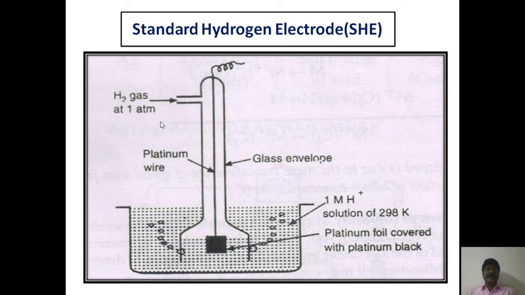Now see this is the standard hydrogen electrode. This is the hydrogen gas, the platinum wire covered with platinum black, the glass envelope, the platinum wire, and the hydrogen gas at 1 atmosphere. This is the 1 molar H+ ion solution, at 298 Kelvin. This is the construction of the standard hydrogen electrode.